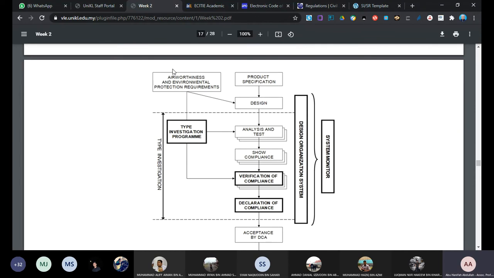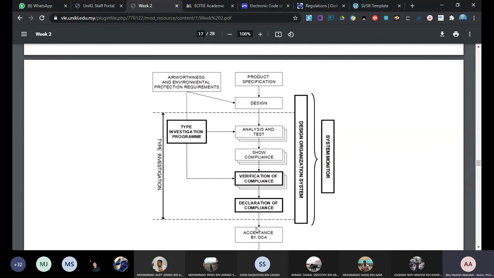It's nature. Okay, now after you have the requirement, you go to the detail design. The detail design will explain everything. Then in the detail design, you have to do the analysis. Whether the strengths are there, factor of safety are there, you have to do the analysis. And you have to show that you comply to the requirement. You have to verify you comply to the requirement. Then you declare the compliance. And if you have the approval to approve that repair, then you just issue the approval, the repair is approved under your organization. If not, you have to go to the authority to ask for the approval.